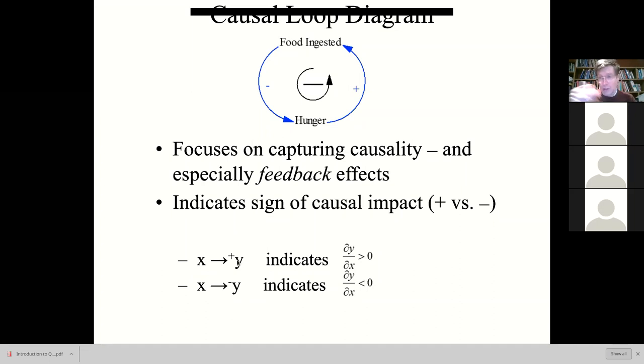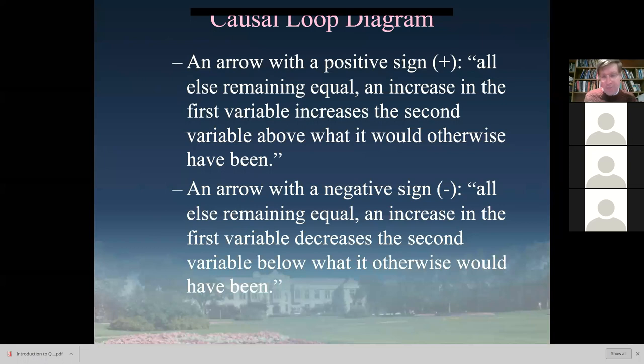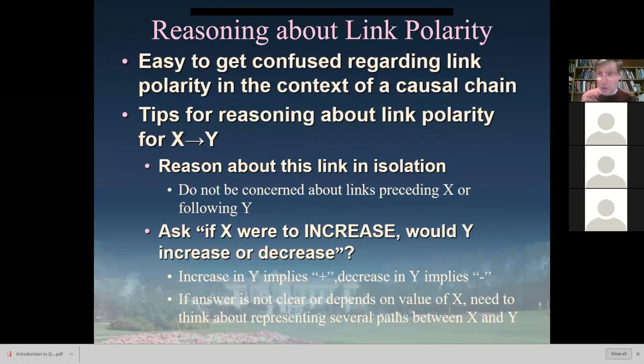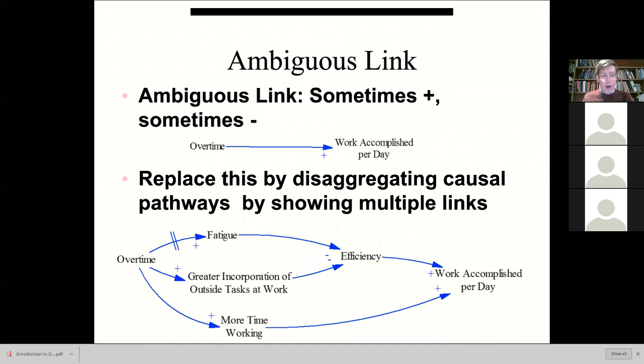And a plus from A to B indicates if A increases, B will tend to increase above what it would have been otherwise if A hadn't increased. It will do so holding all other things constant. Okay, and I've explicated that here, and it's in the slides that I posted to Moodle. I think I'll go light on this.